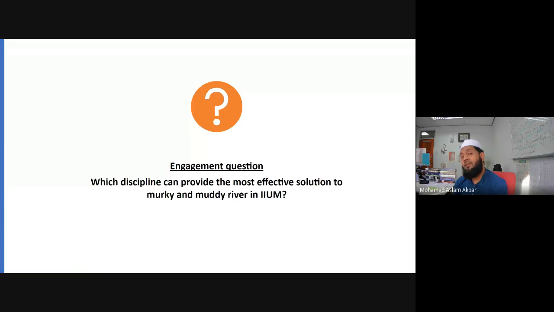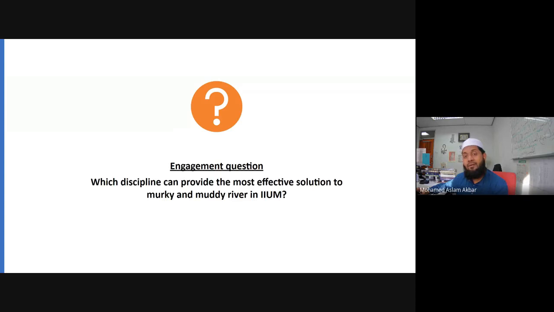What about the legal unit, law? Just now Vasila said the party who caused the problem, so this is where the legal comes in. Yes, very good. Urban and regional planning. Very good, yes, this one will come.